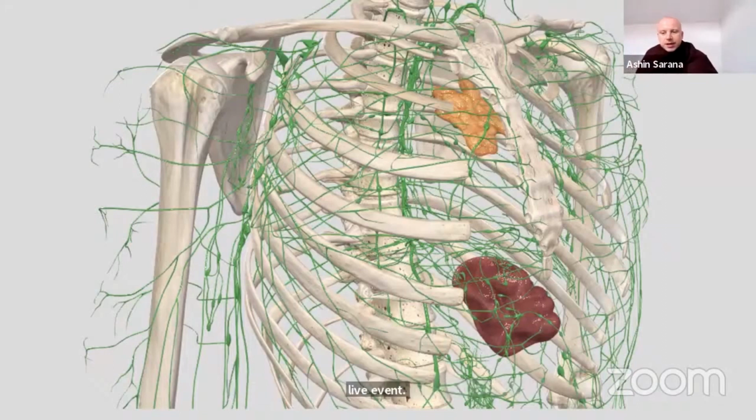And then spleen acts as a filter for blood as part of the immune system. So the old red blood cells are recycled in spleen, and platelets and white blood cells are stored there.